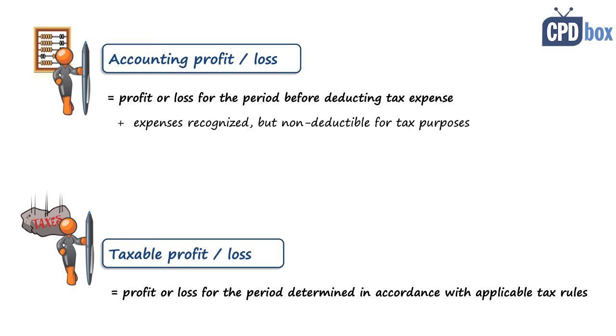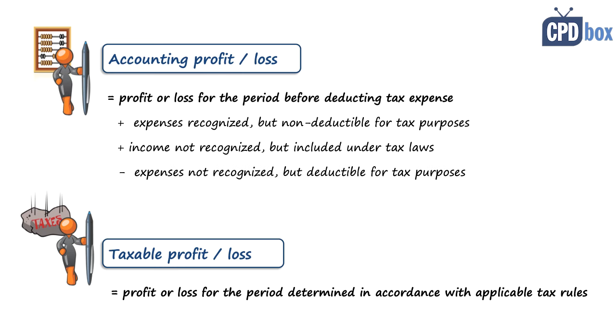Then there could be some income not recognized in the financial statements but included in the tax return. For example, some items taxed on a cash basis. Another type of difference might be expenses not recognized in the financial statements but deductible for tax purposes. Similarly, as with interest taxed on a cash basis, there could be certain expenses allowable only when you actually pay them. And then there could be income recognized in the financial statements but not included according to tax rules. For example, some government grants received might not be taxable at all.